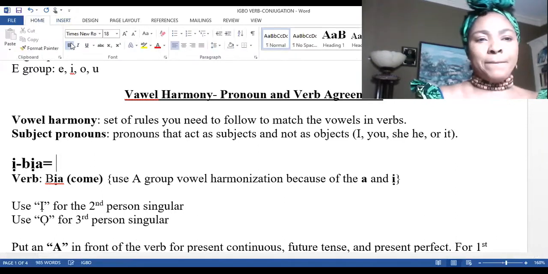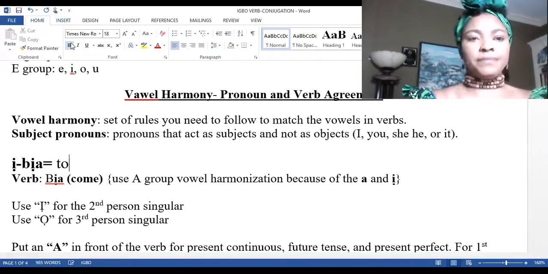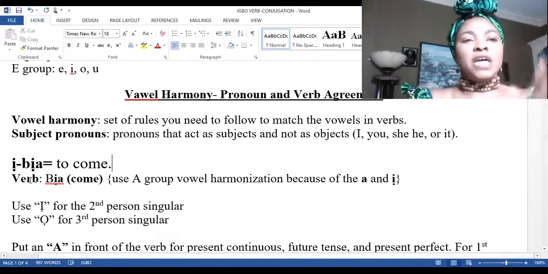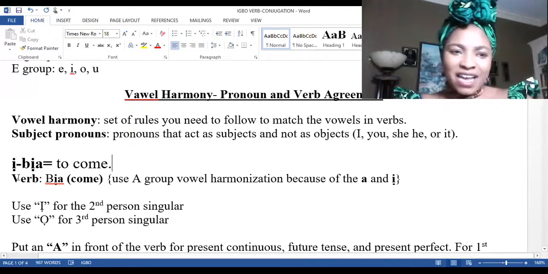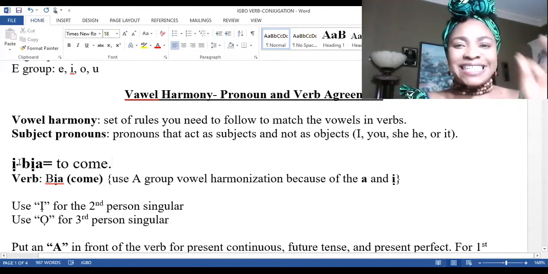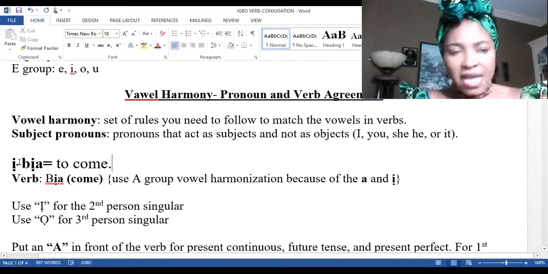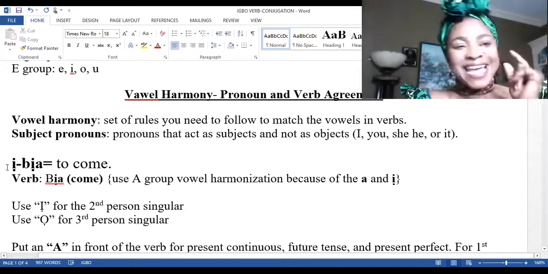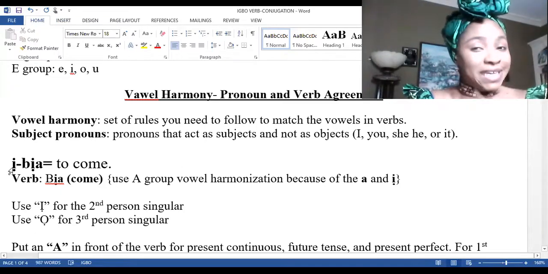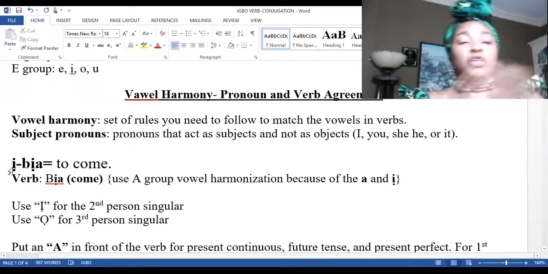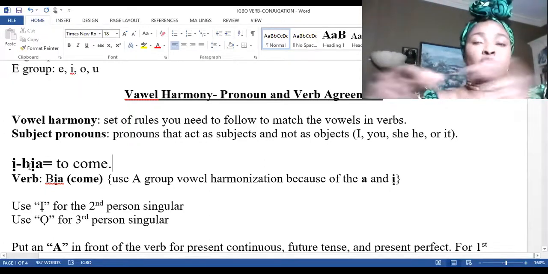Abia means to come. Okay, so now the verb bia. The E, you see, I put a hyphen there to tell you that E is infinitive, and then bia is the verb root. We did this last week. So bia means to come.